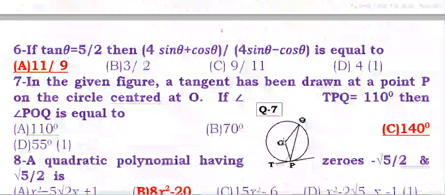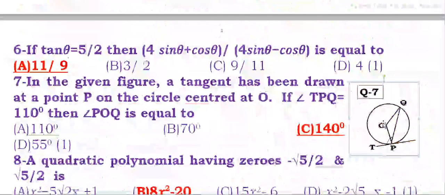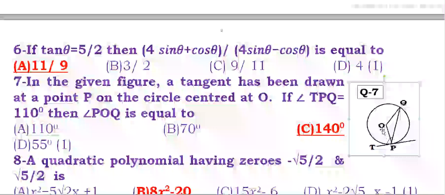In the given figure, a tangent has been drawn. Here, if angle TPQ is equal to 110, then TPO will be 90 and then OPQ will be 20, and OQP will also be 20, making 40. Then the angle QOC will be 180 minus 40, which is equal to 140. So the answer will be 140.